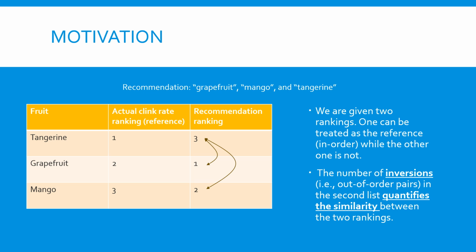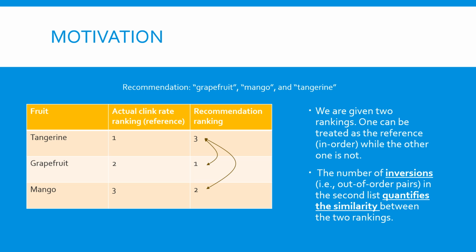In this case, we are given two rankings. The first ranking is based on actual click rate. Here, we observe that most people click on tangerine, followed by grapefruit, and mango the last. The second ranking is the recommendation ranking. In this ranking, the system lists grapefruit first, mango second, and tangerine third.